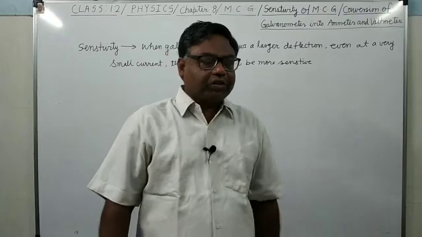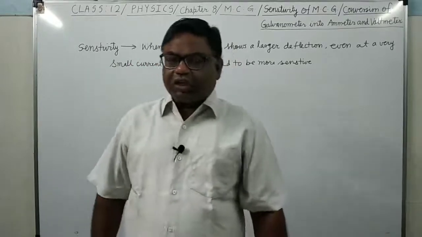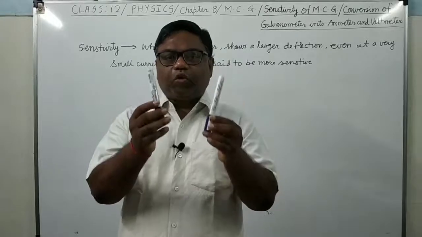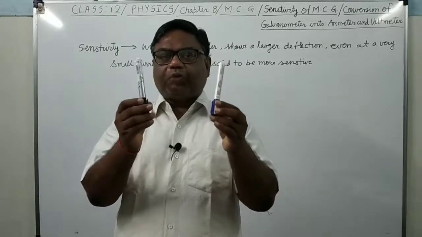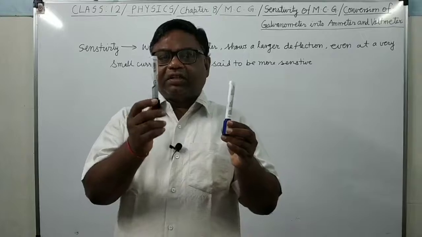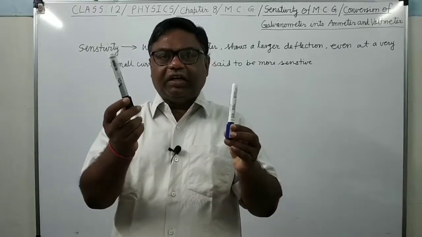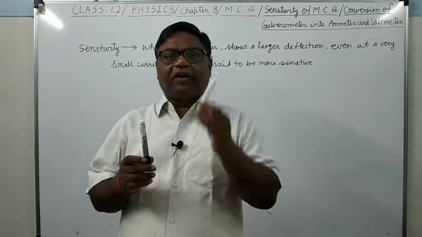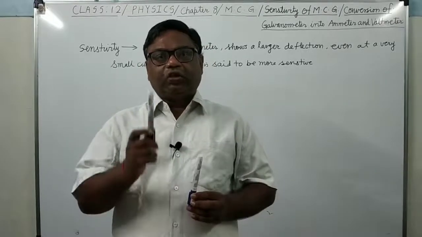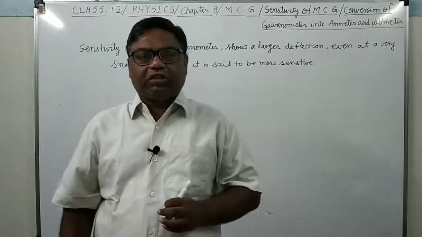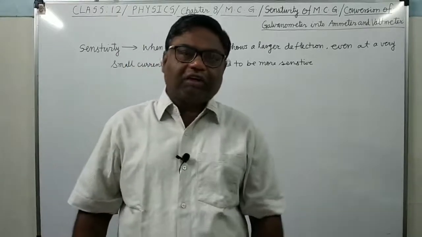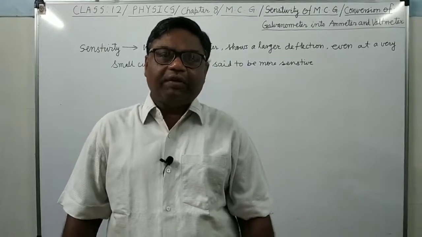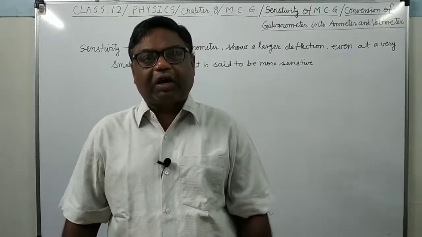Or in other way you can see here, suppose these are two galvanometers. Across both you have applied 1 volt potential difference, but one shows a deflection of 30 degree, meaning the pointer gets deflected by 30 degree, and here the pointer gets deflected by only 15 degree. So this one is said to be more sensitive, which is showing larger deflection for the same current, or the same deflection is produced by a smaller current.